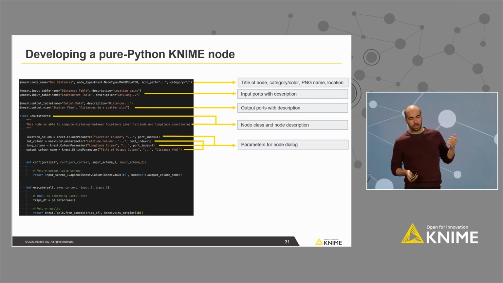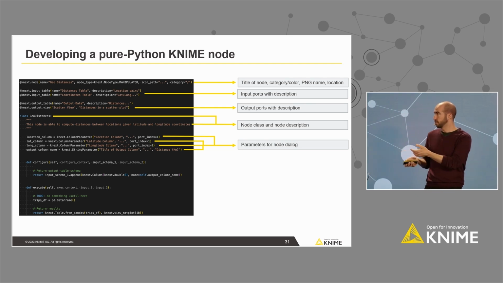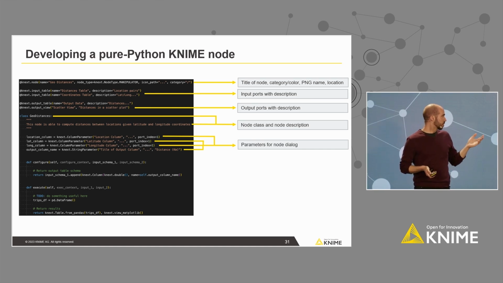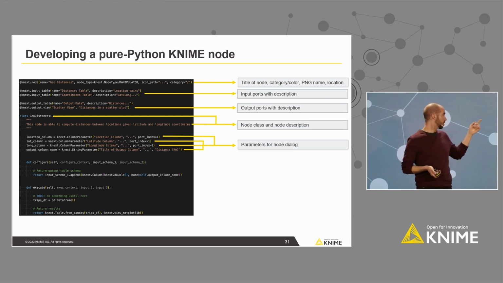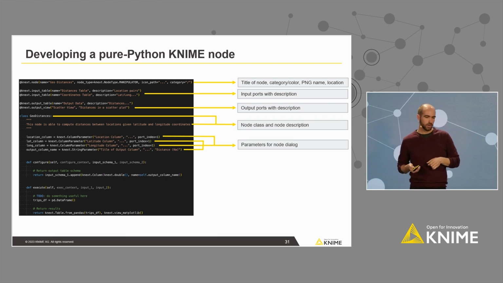The next four lines are parameters, because usually you want your users to configure the node. Same way as Monty was building it in the component, where you have the selection for the input and output columns. Here you can do the same thing. We have three parameters that are column parameters that let you select an input column, so the user can say which of the input columns is the latitude, which is the longitude coordinate. And the last parameter is a string parameter, so this will define the name of the output column. And then there are two methods that you need to implement.